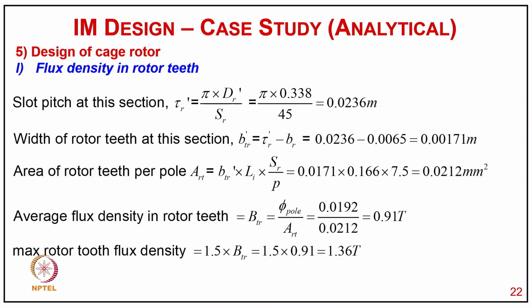The average flux density in the rotor teeth will be BTR equal to pi pole upon ATR, giving the value 0.91 Tesla, that is typically well below the limit. Now the maximum rotor tooth flux density will be 1.5 times of this average flux density, which comes to 1.36 Tesla, that is well below the 1.8 Tesla we normally consider.